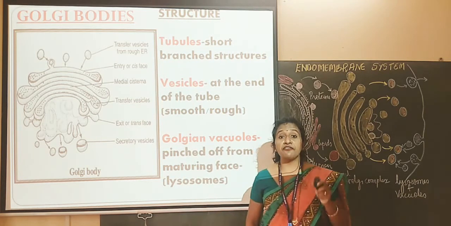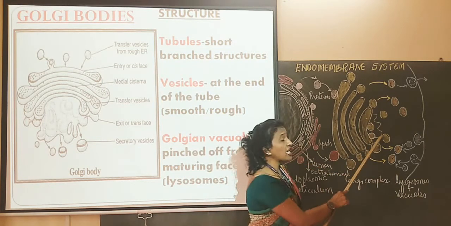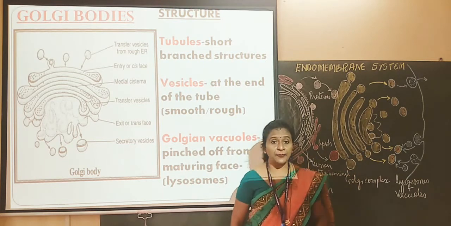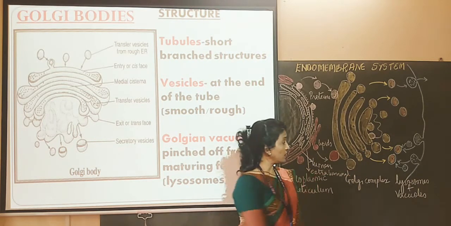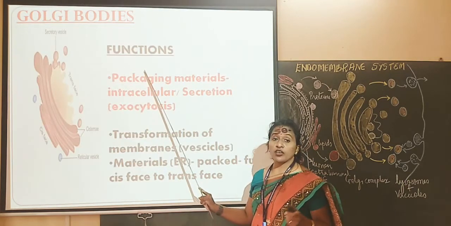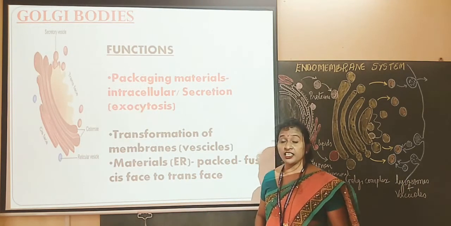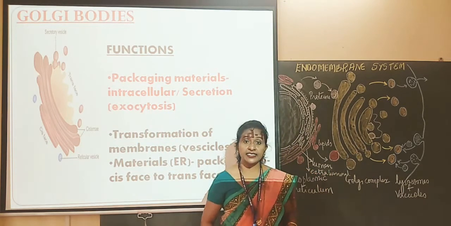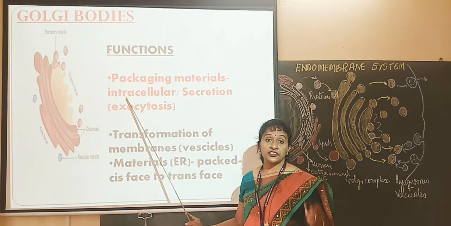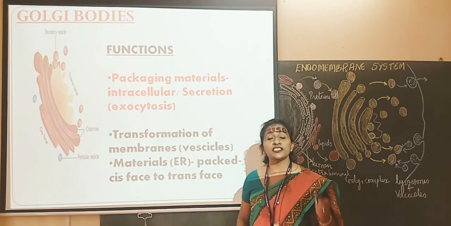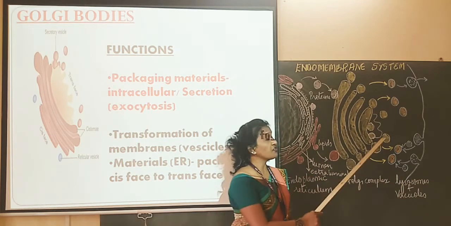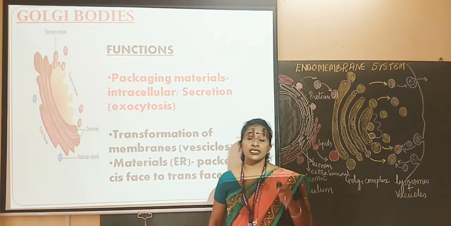And the Golgi vacuoles are formed from the trans phase or maturing phase of the Golgi apparatus, which will later form the third organelle called lysosome. So Golgi bodies play an important role in packaging the material which has been modified inside it. It will be sent in the cytoplasm, therefore it is called intracellular, and it also plays an important role in secretion called exocytosis, which is released out of the cell.